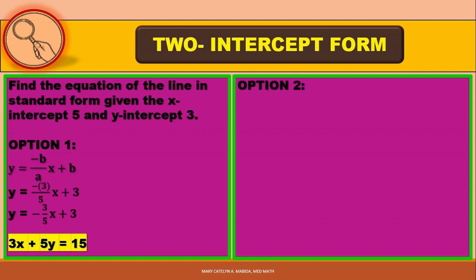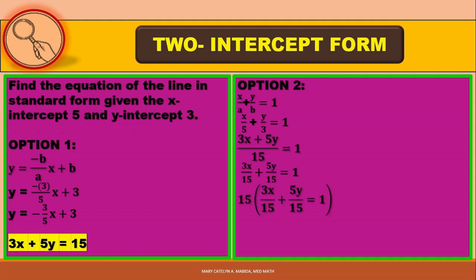Option number 2. Using the formula x over a plus y over b is equal to 1. Again, substitute the given values in the two-intercept form, which are a is equal to 5 and b is equal to 3. Now, we get the GCF, or the greatest common factor, to solve the equation. Remember the rules in adding fractions. So we have 3x plus 5y over 15 is equal to 1, and then 3x over 15 plus 5y over 15 is equal to 1.